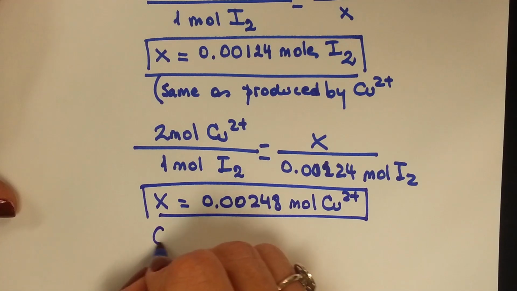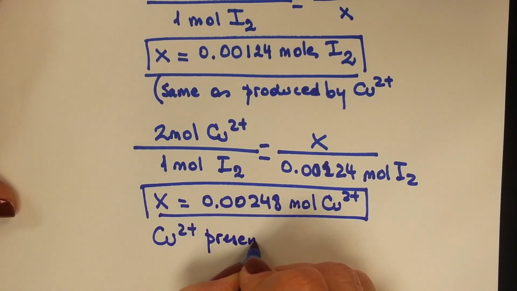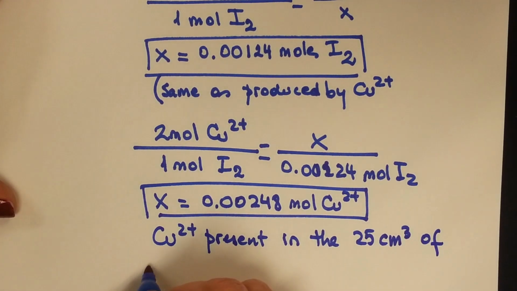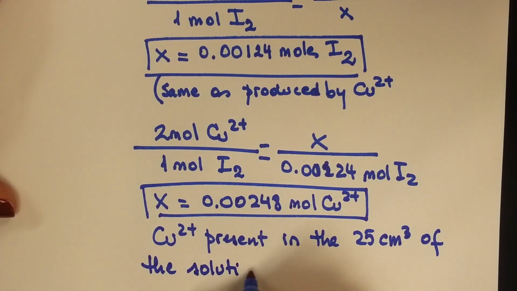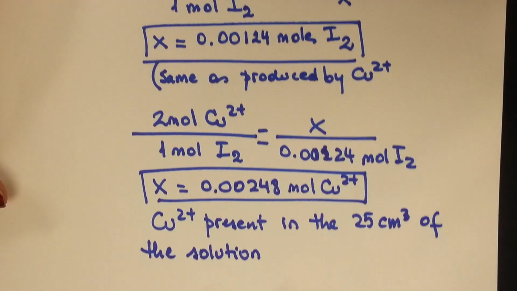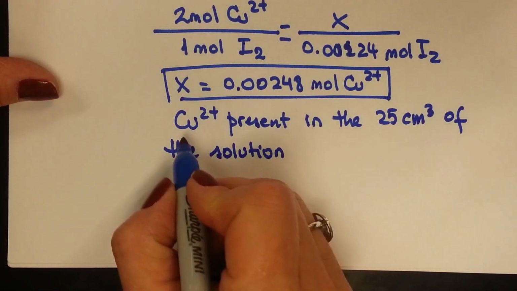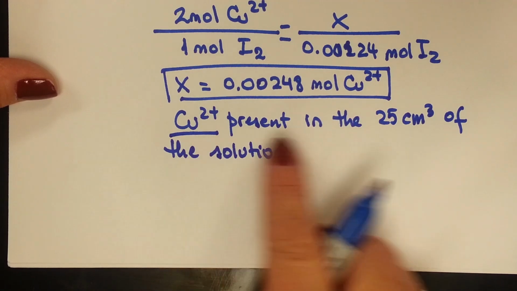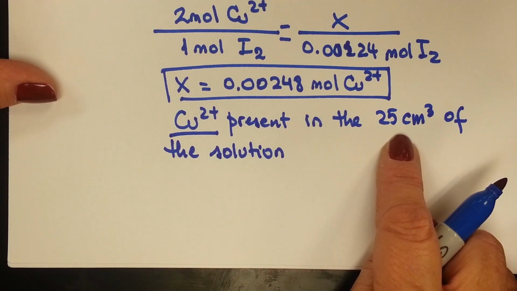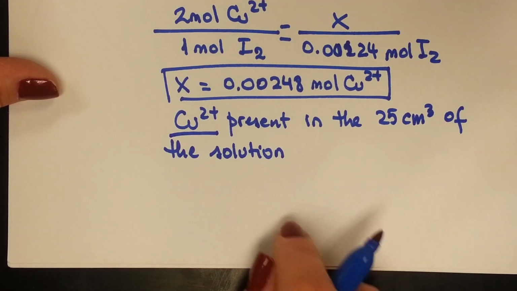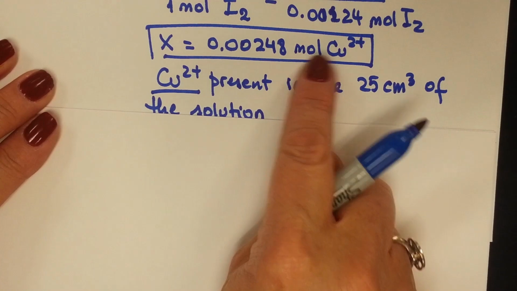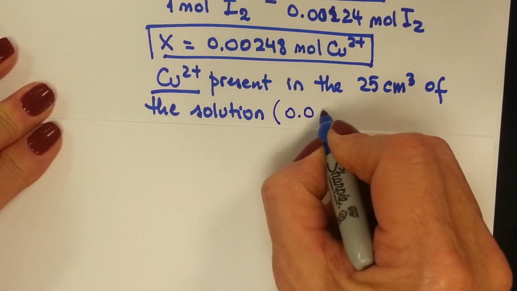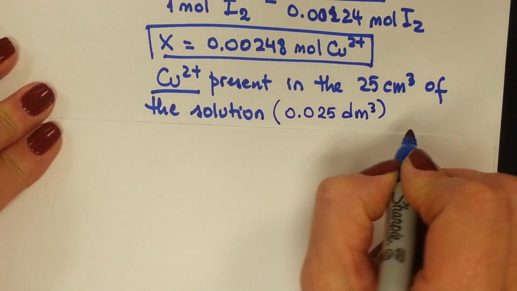Now, this is the copper 2+ present in the 25 centimeters cubed of the solution that we put in the flask at the very beginning. So if 0.00248 moles of copper were present in the 25 centimeters cubed, in 1,000 centimeters cubed there is going to be X. That is going to be the molarity. We know that this amount of moles is present in 25 centimeters cubed of the solution, that is 0.025 decimeters cubed, which is the same thing.